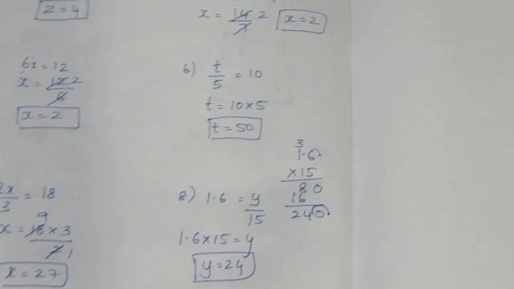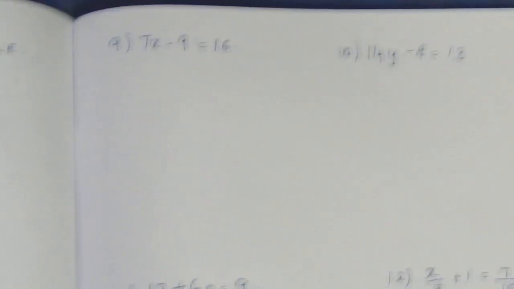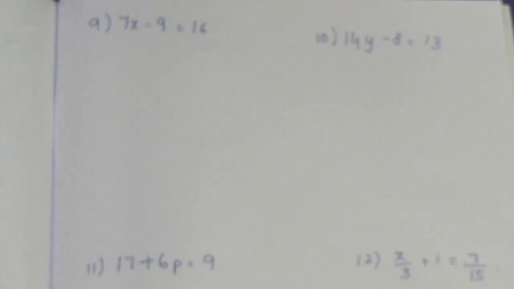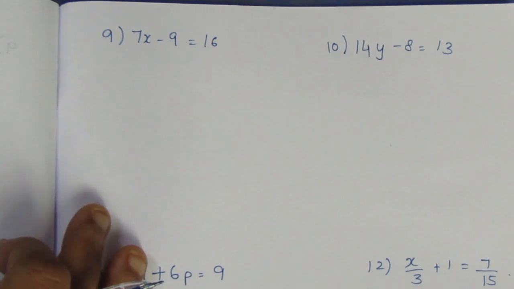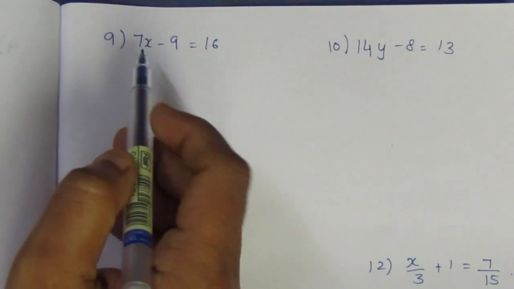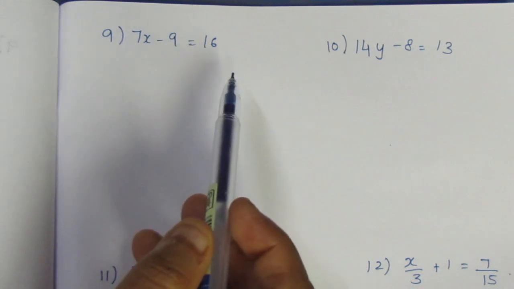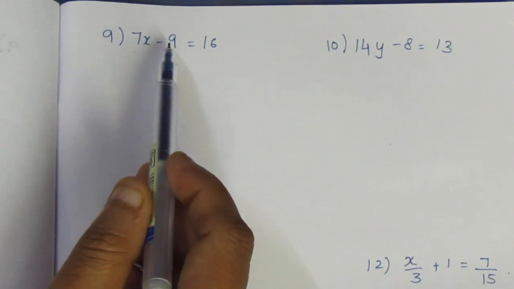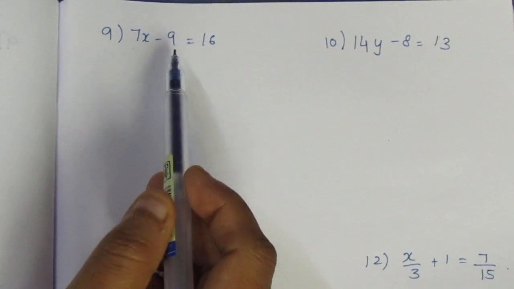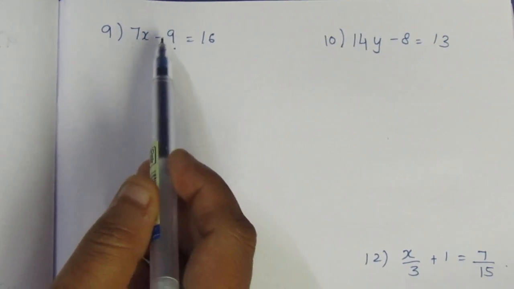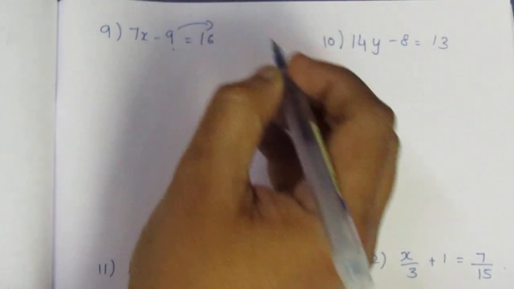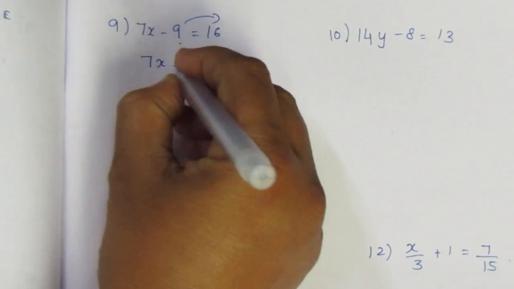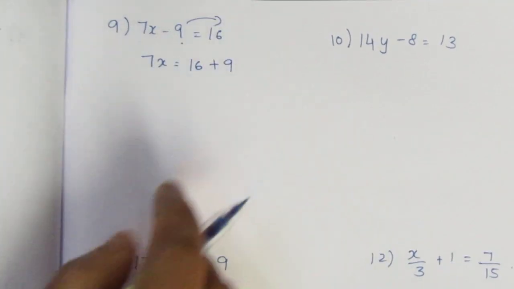We'll move on to the next sum, 9th sum. Here in the 9th sum, the question is 7x minus 9 is equal to 16. Here one is in multiply. For multiply and divide we can bring both the numbers simultaneously, but here one is in multiply and the other one is in minus. It means first the minus or plus number, if it's here, we need to bring it to the other side, then the multiply and divide. Here minus will come first, so 7x is equal to 16 minus 9 will become plus 9.